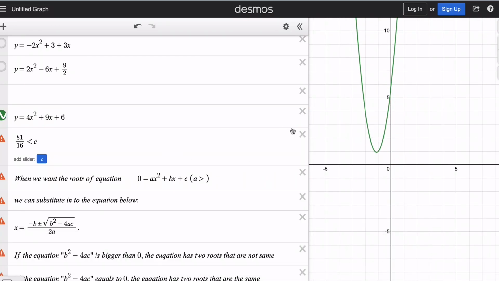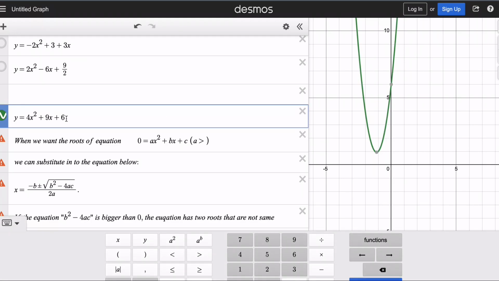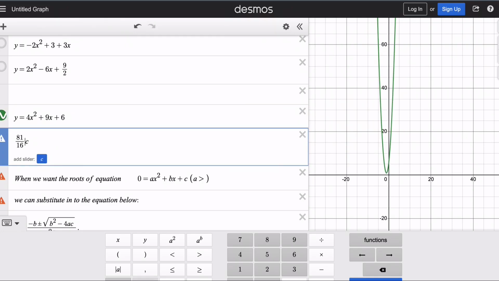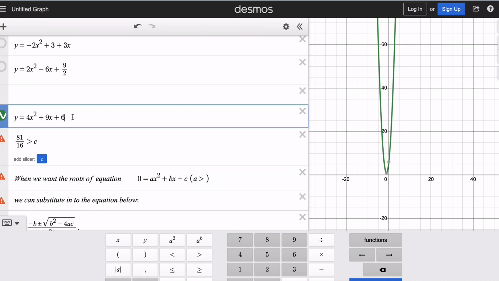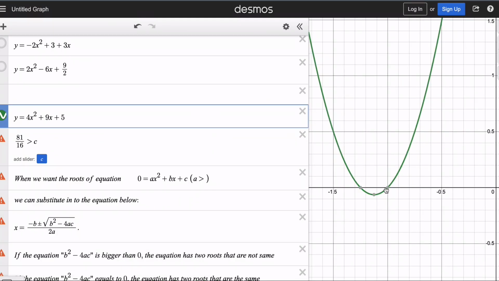See, there are no real roots. It's the same as with the two roots. If I wanted to have two real roots, I just need c to be less than 5 point something, so I can use 5. It's not clear, but I can enlarge it. See, two roots, right, and that's it.